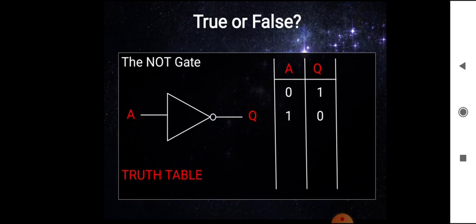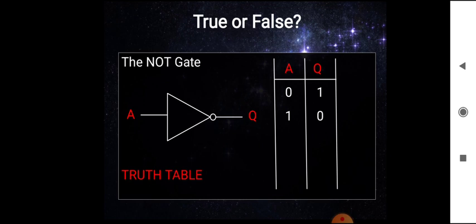Now coming to the next logic gate, that is the NOT gate. We know the symbol of the NOT gate. A is the input, and you know that it has only a single input and single output. Whatever input we give, we will get the opposite of the input. Suppose A is 0, the output will be 1, and A is 1 and the output will be 0.